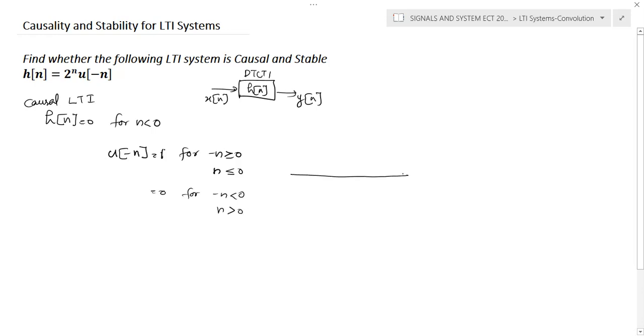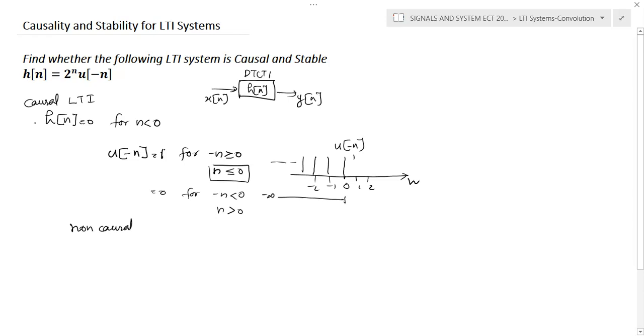If you observe this particular graph, here it is n and this is 0, here it is 1, 2, etc. This minus 1, minus 2, etc. And u of minus n is equal to 1 for n less than or equal to 0. So this is a point 0. And n less than or equal to 0 means towards left. That is from minus infinity to 0, the signal magnitude is 1 for this particular range. That is u of minus n. So we can see that h of n value is non-zero for this particular range. So we can conclude that the given LTI system is non-causal.